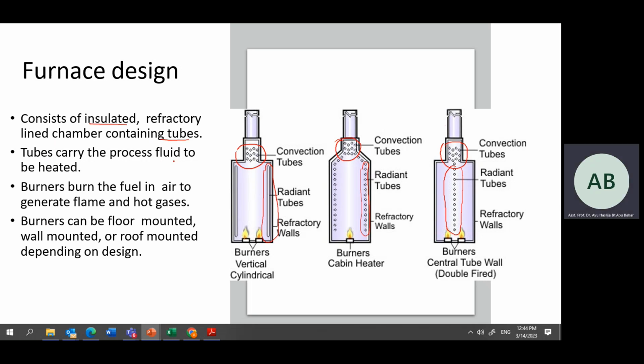The tubes carry the process fluid to be heated. For example, in a boiler, the tube contains water or steam that is required to be heated. The burners burn the fuel in air to generate flame and hot gases. Here fuel and air will be injected. Burners can be floor mounted, wall mounted, or roof mounted, depending on the design.